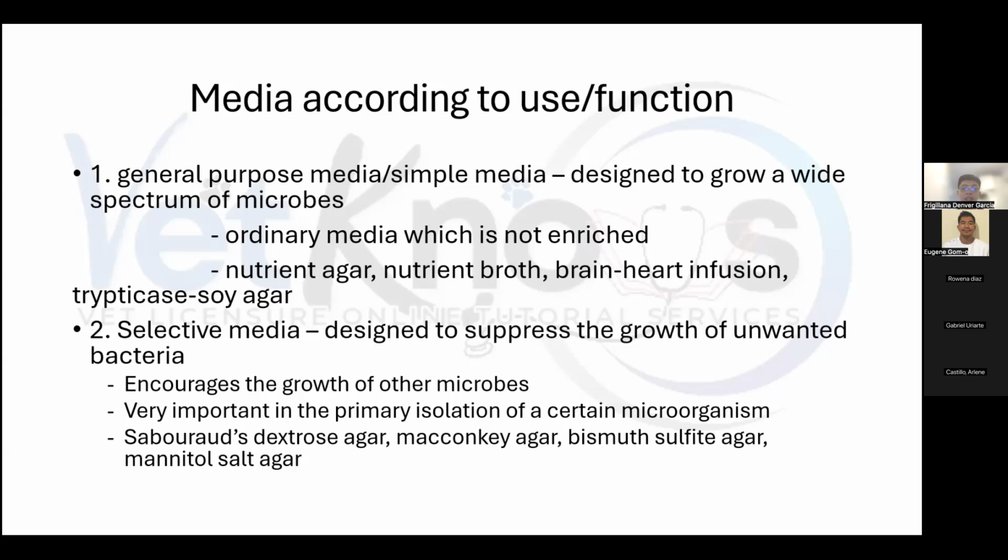Next, we have selective media. So they are designed to suppress the growth of unwanted microbes. So please take note, a selective media may also be a differential media, and a differential media may also be a selective media. Ayun, so several types of selective media or several examples. We have Sabouraud dextrose. This only supports the growth of our fungal species. MacConkey agar, Enterobacteria naman yung sinusupport niya yung growth. Mannitol salt agar, I think Staphylococcus species.